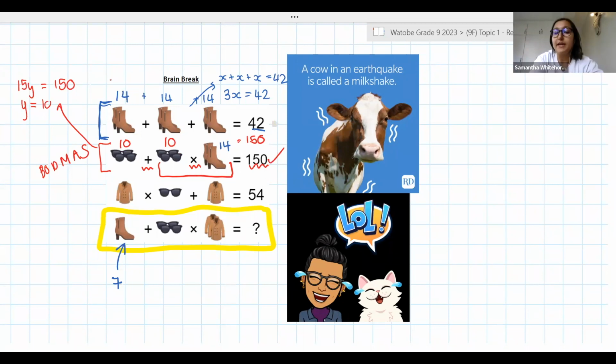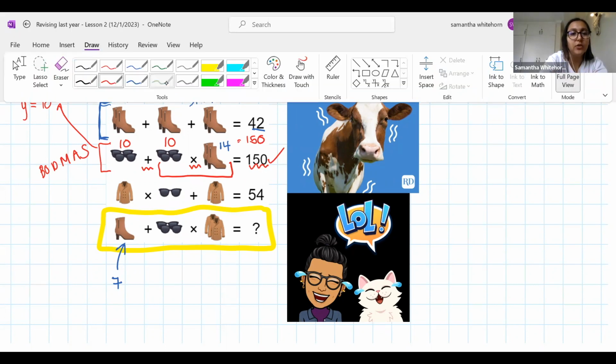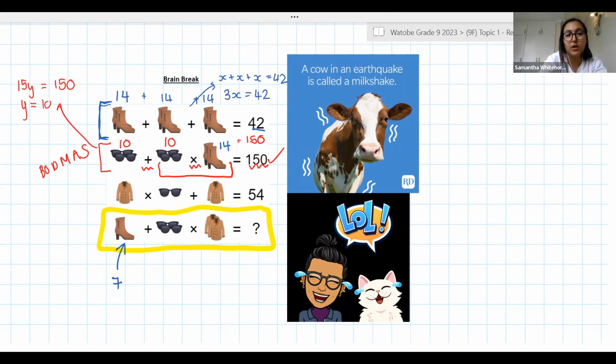So these are basically equations. We're just using pictures instead of letters or variables, but it is essentially an equation that we're trying to solve here. So now in the third one, we know that the pair of glasses, now it's only 1 pair of glasses, is worth 5, very similar to the boot. It's half of what the double pair of glasses was worth. And again, we've got plus a coat and times a coat, and we need to get 54.